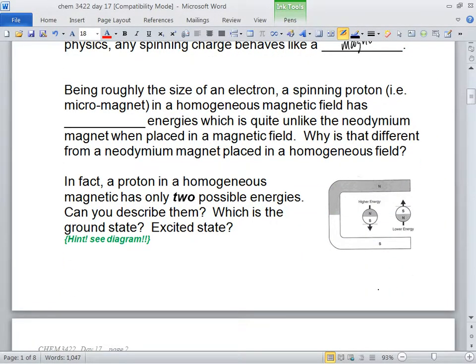They work with the size of an electron and spinning photon, and a homogeneous magnetic field has blank energies, which is quite unlike the neodymium magnet. That's this guy. So the neodymium magnet placed in a magnetic field, I can spin them whatever speed I want. There's no blank energies.